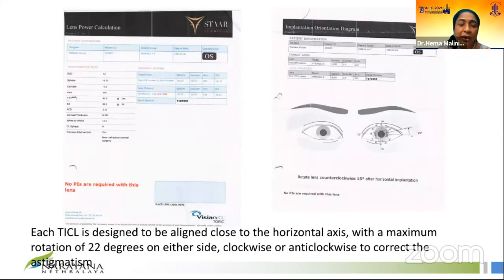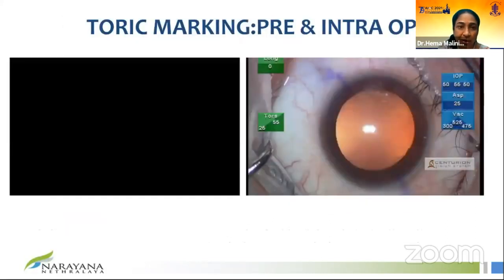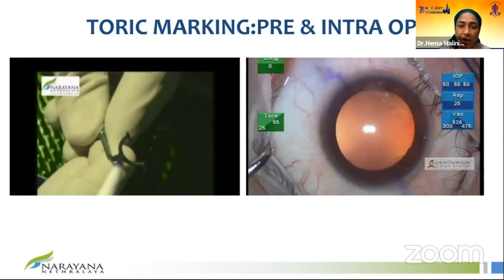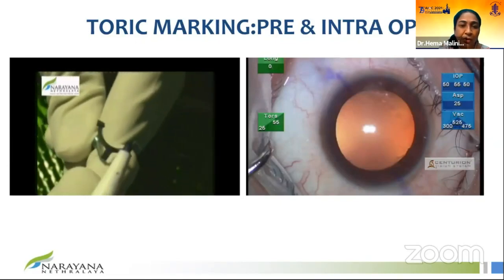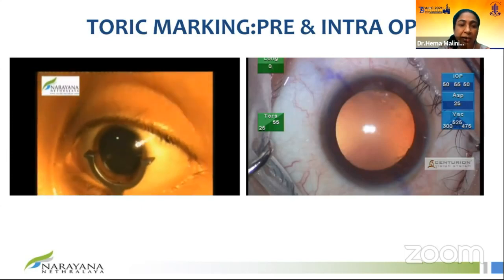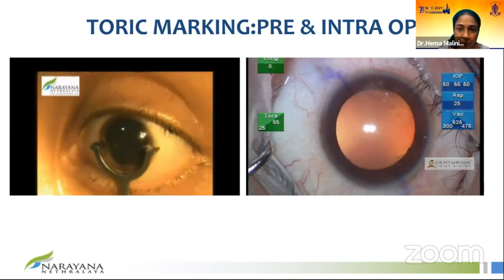Now, the toric lenses are designed in such a way that on implantation in the eye, they would be aligned as close to the horizontal axis with a minimum rotation of plus or minus 22 degrees on either side, could be clockwise or anti-clockwise. Now, this is a short video clip showing preoperative marking and intraoperative marking. Always ensure that the patient is in the sitting position to avoid cyclotorsion.